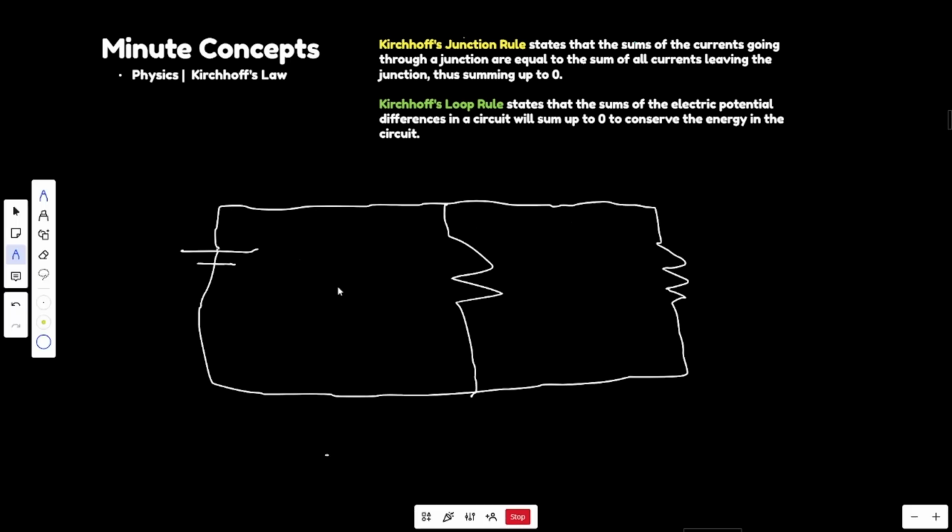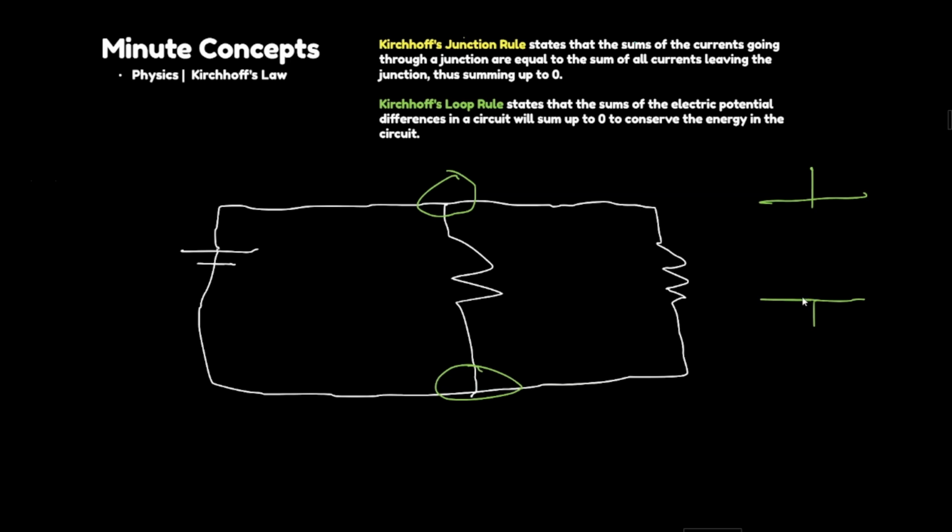So in this circuit here, how do we identify the junctions? We can see that there's one junction here, and another junction here. A T shape normally gives off the signal that it's a junction. Now basically what Kirchhoff's junction rule says is that in any circuit, the amount of current that flows into a junction will always be equal to the sum of all of the current leaving the junction. So they basically add up to zero.